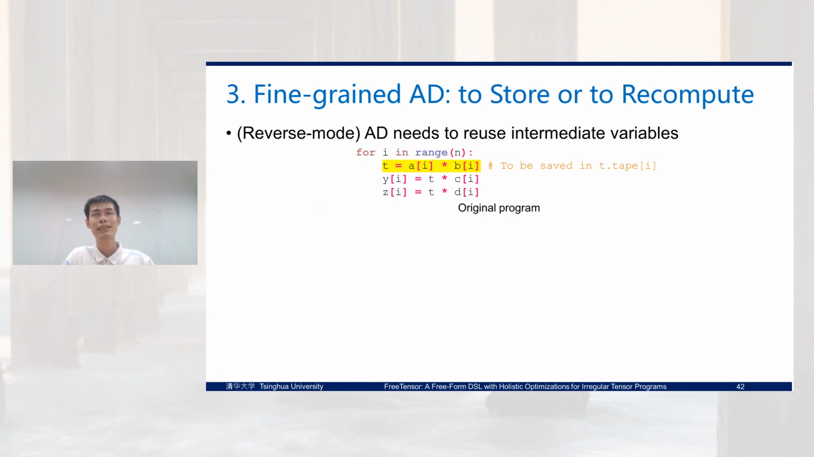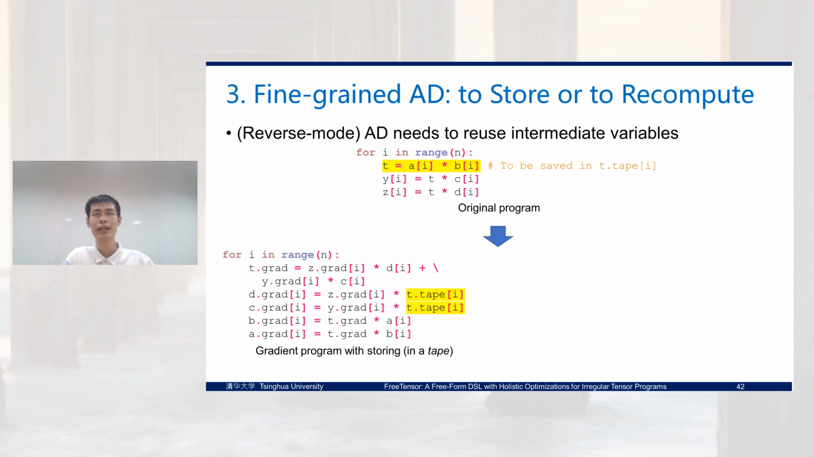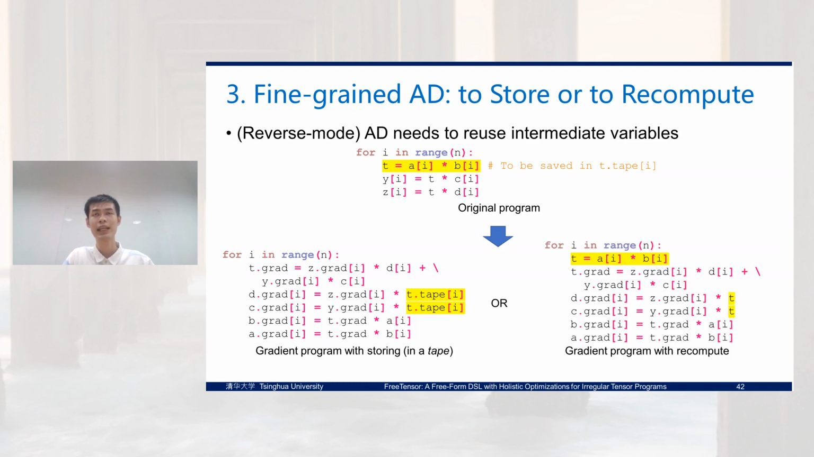Let's have a look at this example. Here is an intermediate variable t, and it is used to compute the output tensor y and z. In a gradient program, we have to reuse the value of t. We have two choices. One is to store the value of t in all the iterations in a large tensor, or so-called tape, and load it back in the gradient program. Otherwise, we can recompute t in the gradient program instead.